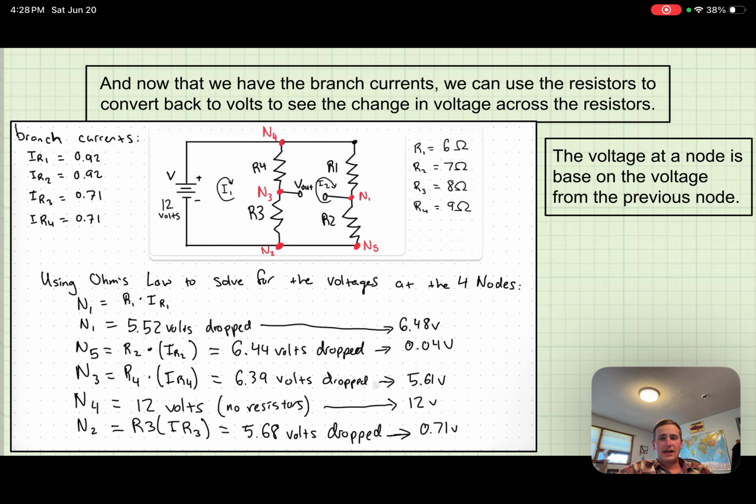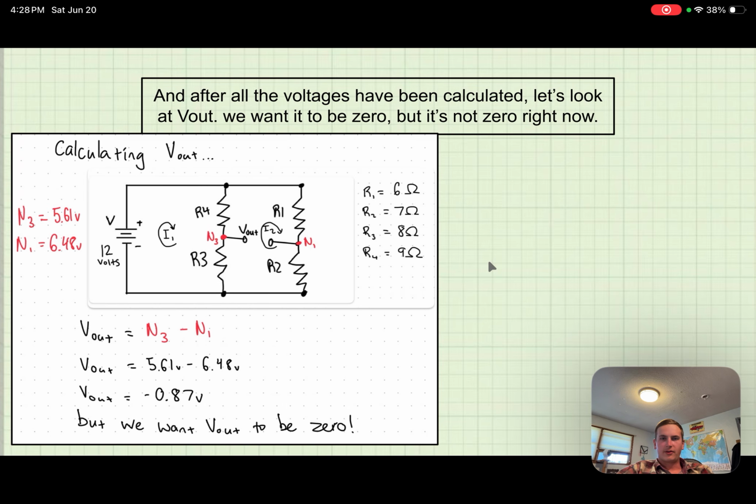Mainly what we're looking at here is the V out. So that's going to be N3 versus N1. Are they equal? Because if they're equal, then V out's going to be 0, because V out is the change in voltage between those 2 points, right? So yeah, let's take a look and see what's the deal, because they're obviously not equal. Yeah, so you got 5.61 volts minus 6.48 volts.